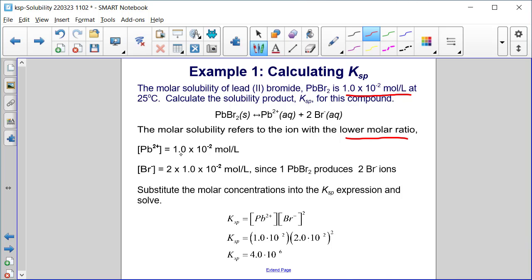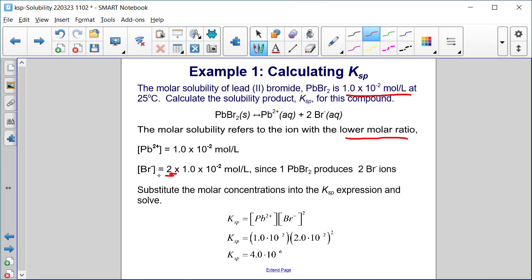So we set that equal to the molar solubility, 1 times 10 to the minus 2. And then the Br minus ion will be twice that, since 1 mole of PbBr2 produces 2 bromide ions. So we multiply by 2, or it's also 2 times 10 to the minus 2.